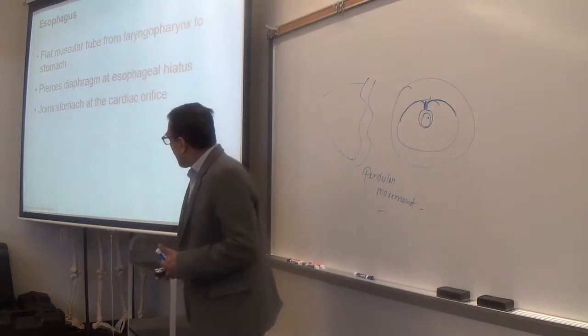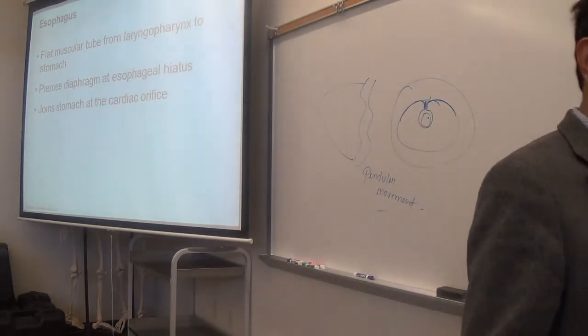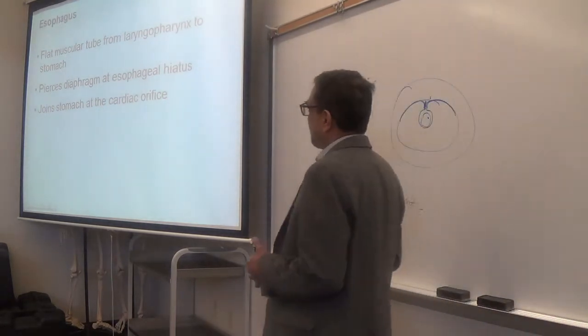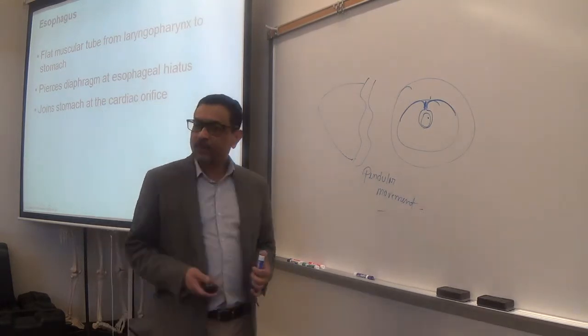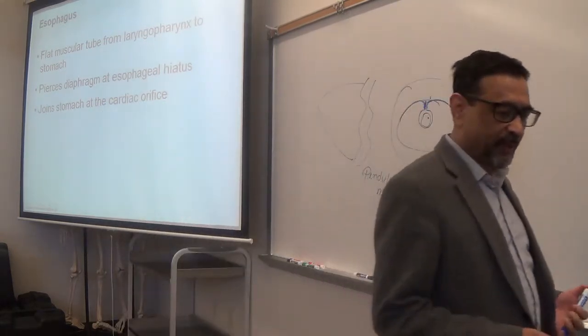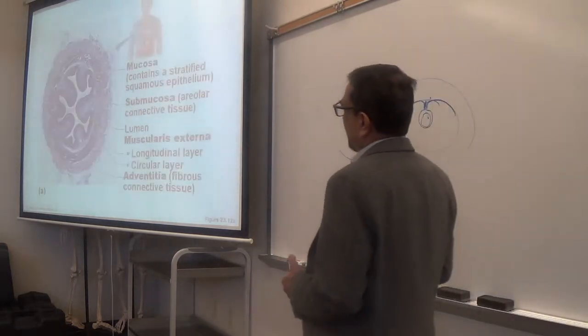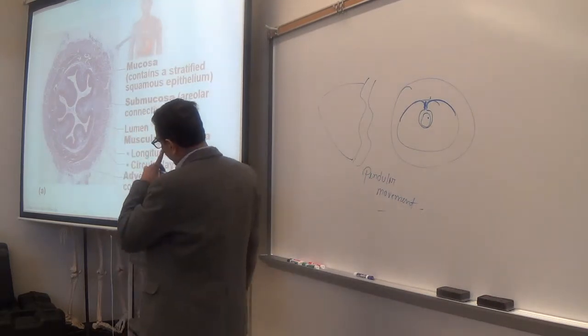Esophagus. The esophagus is a flat, narrow muscular tube that takes the food from the pharynx to the stomach. It pierces through the diaphragm. You already know that; we have talked about that. And this is the cross section of the esophagus.